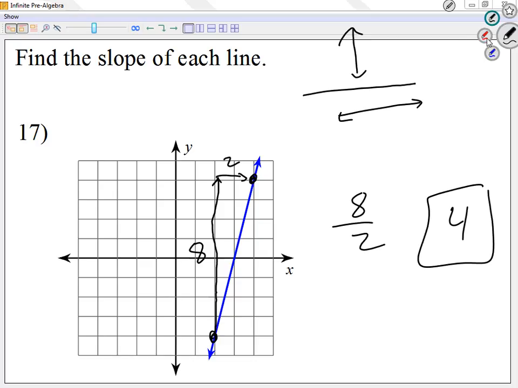If you guys would have started from the other point, this is going down 8, so it's negative 8, because you're going down. This is going to the left too, so it's negative as well. But in that one, you will have to go negative 8 divided by negative 2, which still gives me positive 4. It doesn't matter which point you start from. I prefer to start with the one that is farthest to the left.